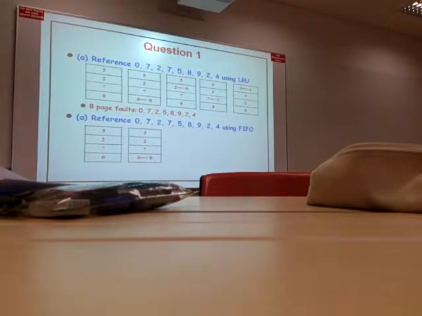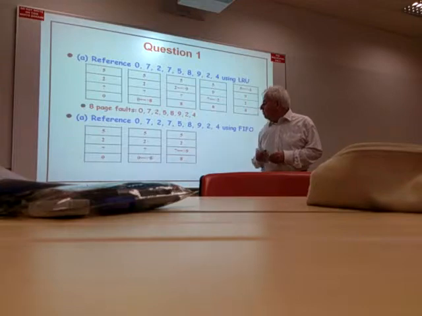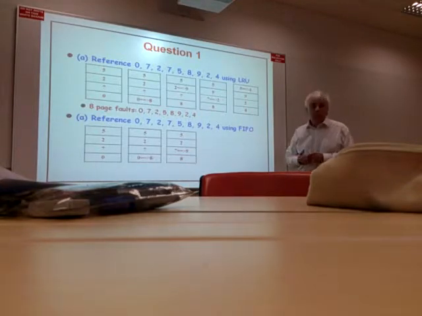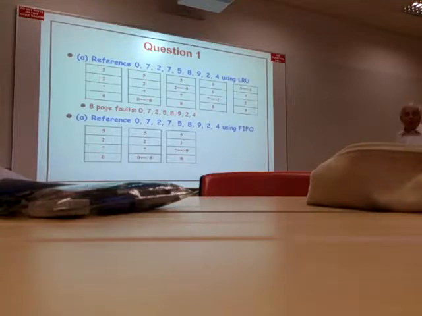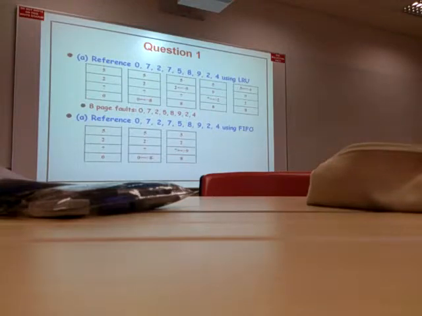But then, when we come to reference 9, which page do we replace with 9? 7. Using the first in, first out algorithm, 7 was the first one to be loaded, so we replace 7 by 9. Then when we reference 2 again, 2 is already there, so this 2 does not cause a page fault. And then we reference page 4.